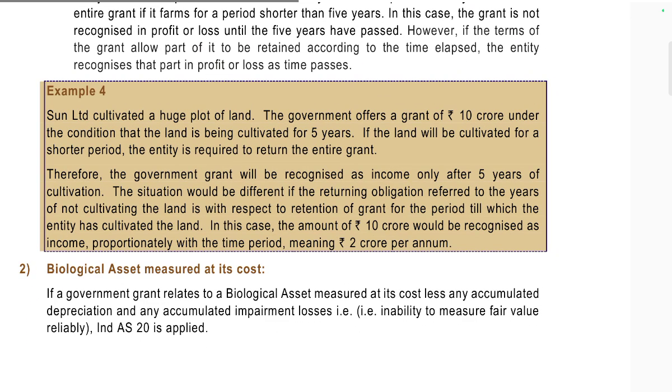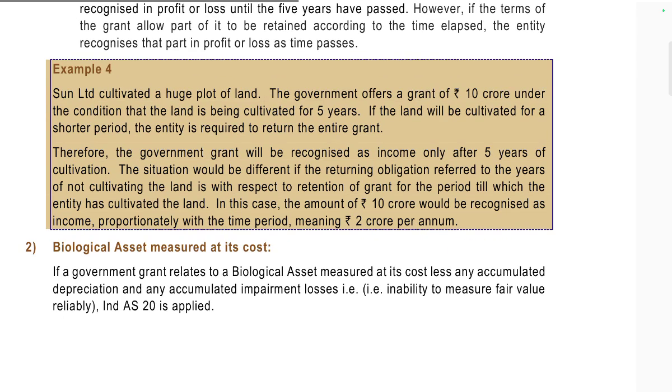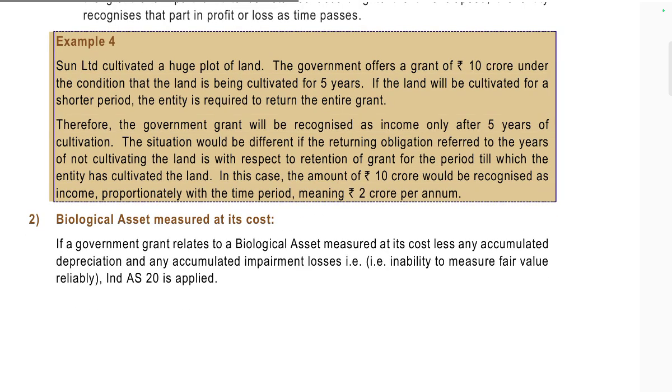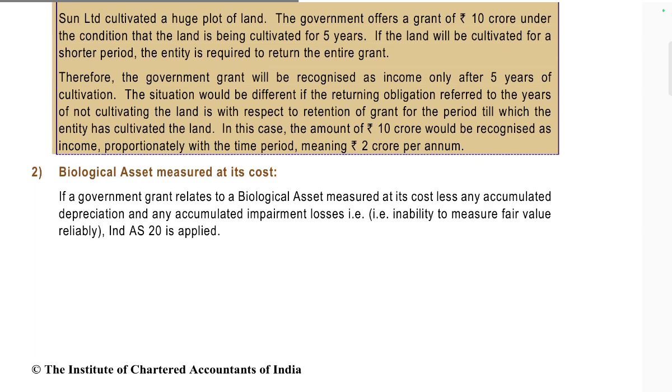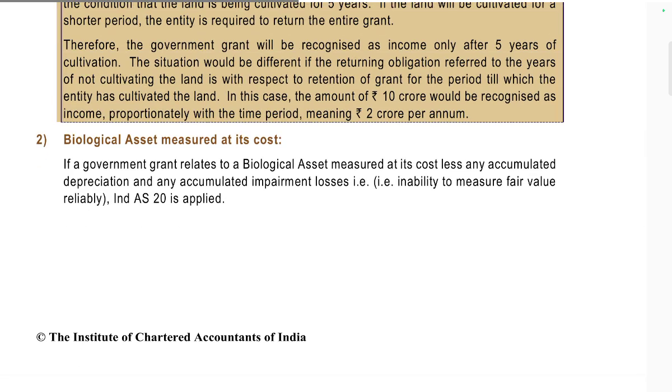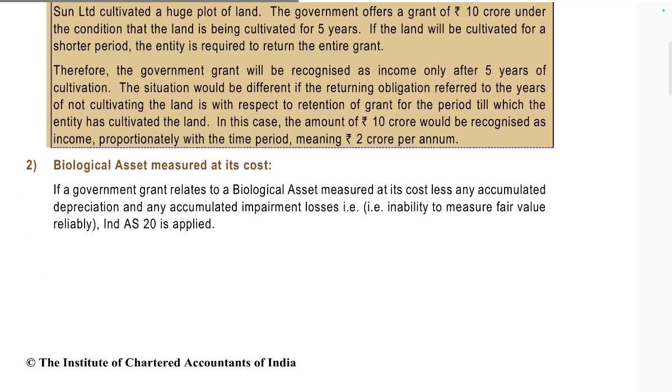Take an example of an entity cultivating a huge lot of land. The government offered a grant of 10 crores under the condition that the land is cultivated for 5 years. If the land is cultivated for a shorter period, the entity is required to return the grant. Therefore, the government grant is recognized in income only for the years of cultivation, with the amount relating to the returning obligation deferred for the period in which the land is not cultivated. Recognition of the grant is for the period till which the entity has cultivated the land. In the case of the 10 crore amount, it is recognized as income on a proportionate basis at 2 crores per annum.